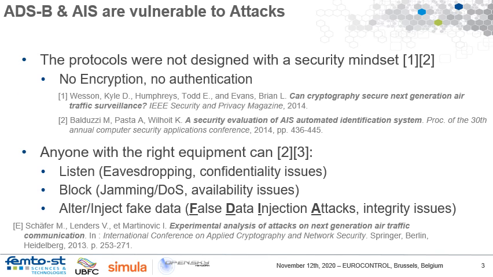The ADS-B protocol and its equivalent in the VTS, the AIS, were not really designed with security in mind. Indeed, all messages are sent in clear text, with no encryption and no authentication. This means that anyone with the right equipment can listen, block, or, with a little bit more equipment that costs a few hundred euros, inject fake messages and even alter incoming genuine ones. This is what we call false data injection attacks.